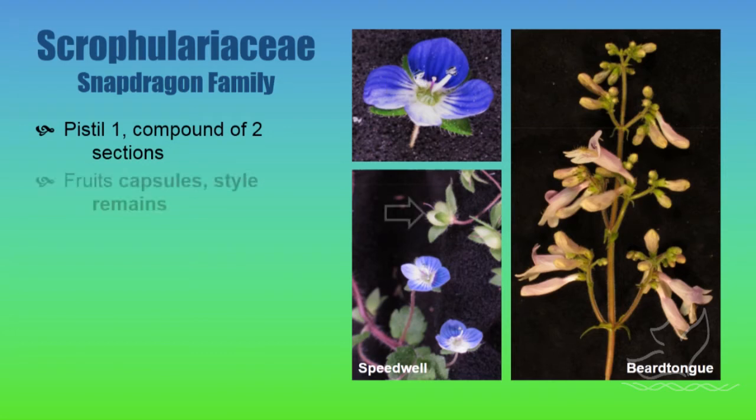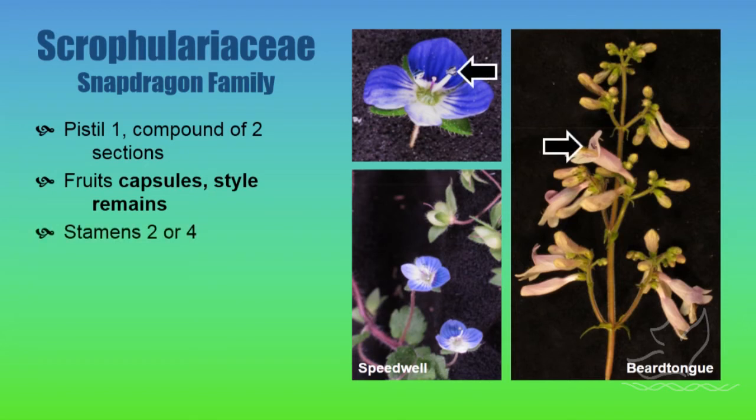In this family, the fruit forms a capsule with many seeds, and the style remains attached, as you see in the speedwell. So there's only two lobes to the fruit, one for each section, and the style is still attached. The stamens can be either 2 or 4.